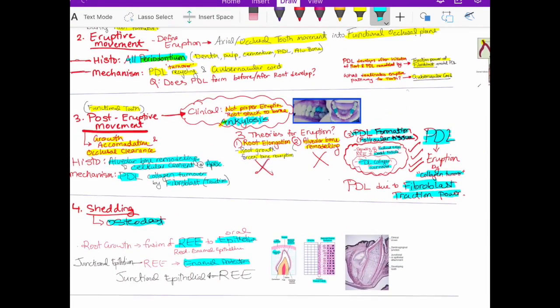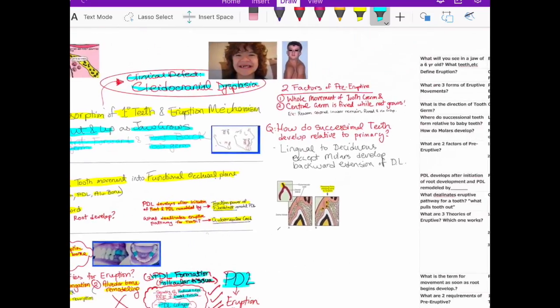And then finally, we have the post-eruptive, and that's when you are in functional occlusion, and it is for growth accommodation and occlusal clearance. And histologically, you will see the remodeling of the alveolar bone as well as cellular cementum that forms at the apex. The three theories of eruption, and the one that we use is the PDL formation or the PDL collagen turnover with the help of the fibroblast traction power.